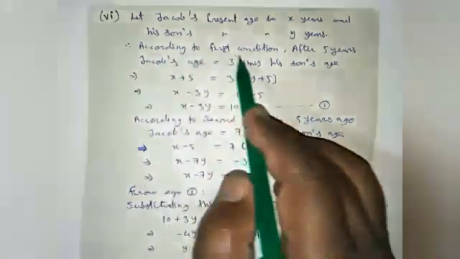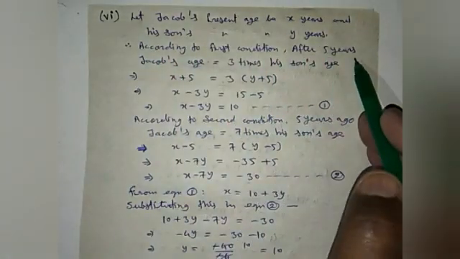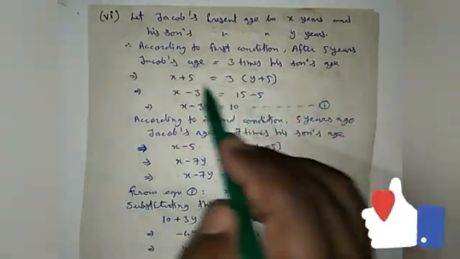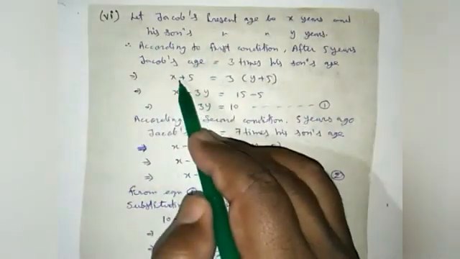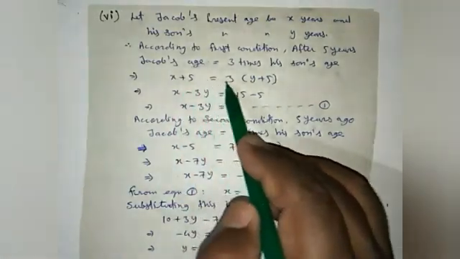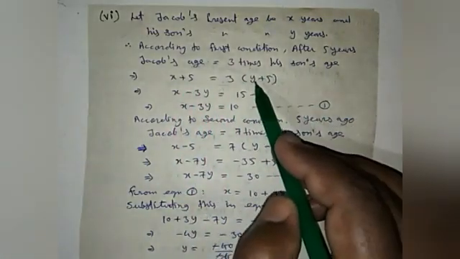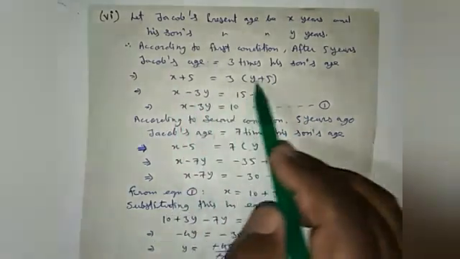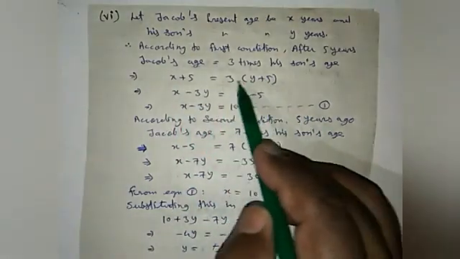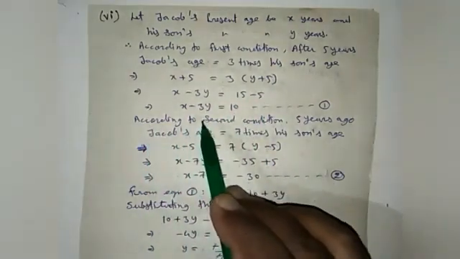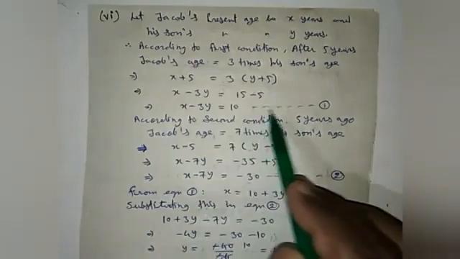So, according to first condition, after 5 years, Jacob's age is equal to 3 times his son's age. So, here, after 5 years, Jacob's age will be X plus 5, that is equal to 3 times his son's age, Y plus 5. So, here it is X minus 3Y, that is equal to 3 5 is 15 minus 5, that is equal to 10. So, equation number 1 is X minus 3Y equal to 10.